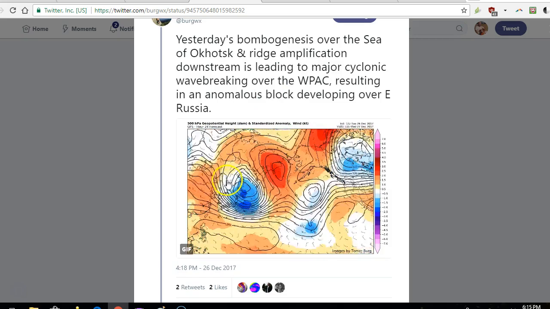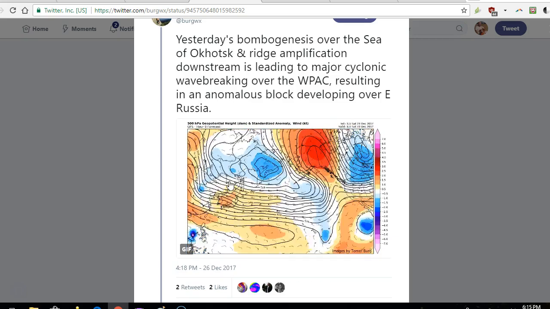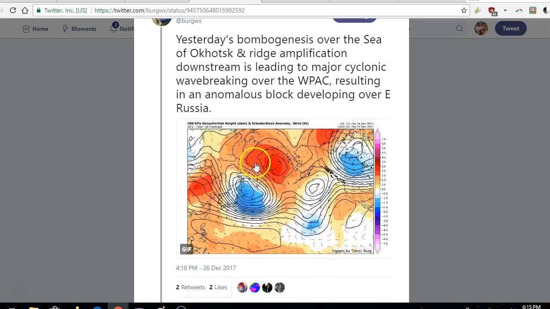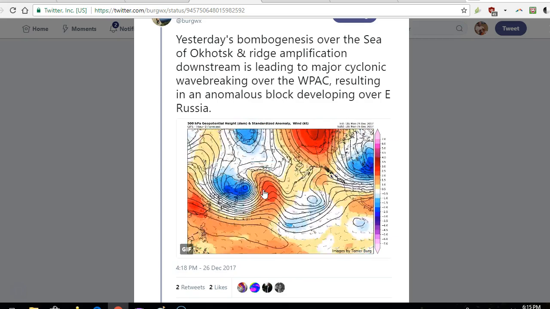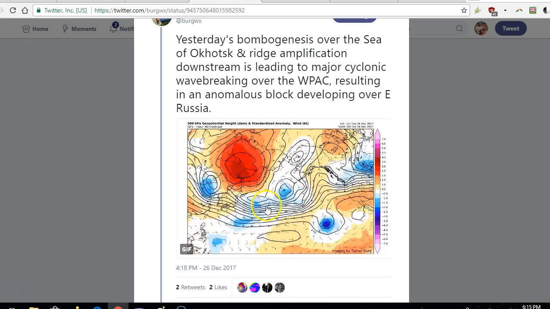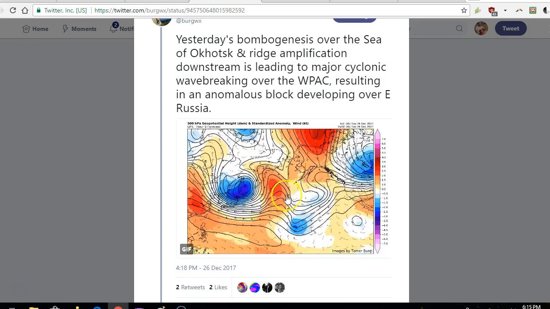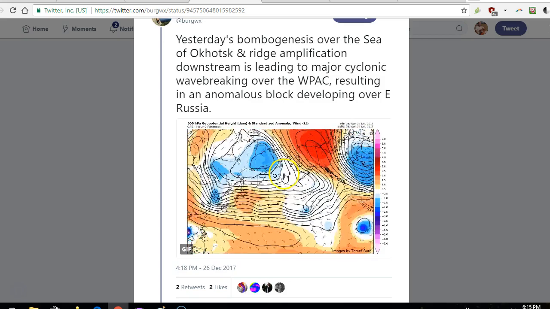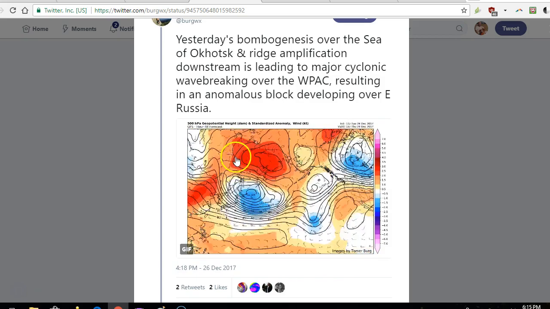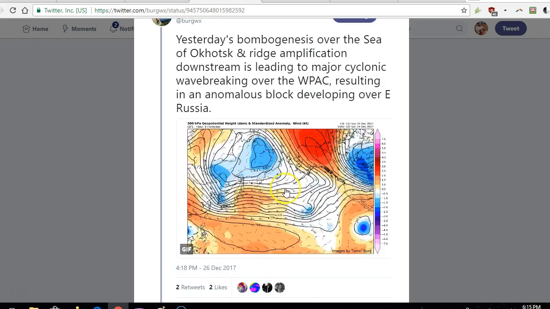And what that does is it leads to what we call a cyclonic wave break. That means you get a storm system that's so strong that it actually changes the ridge and trough wave pattern across the areas downstream of the storm. So we get a very strong storm in the Western Pacific, and it pumps out a lot of latent heat out ahead of it, not just so that the ridge moves ahead of it, but the ridge breaks and causes a large blocking feature in the Western Pacific.